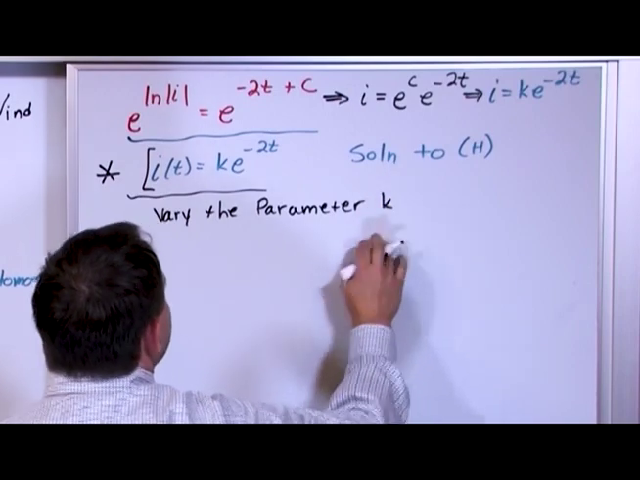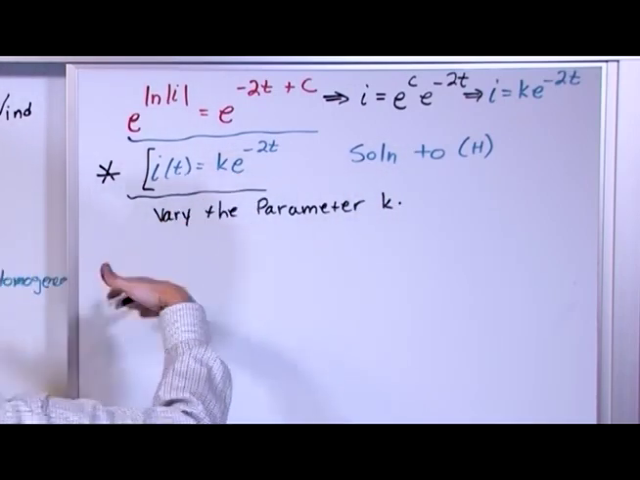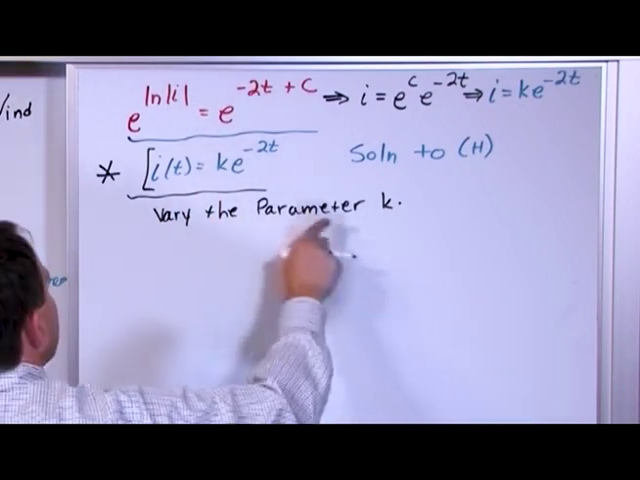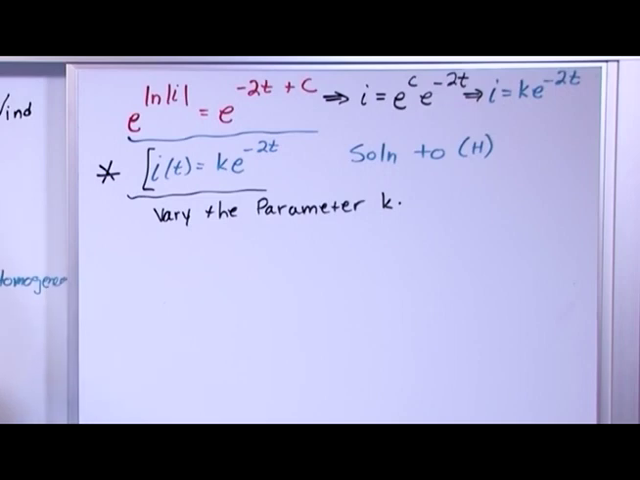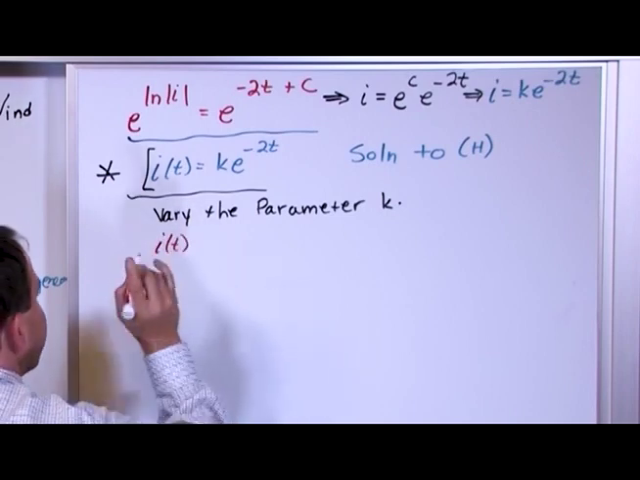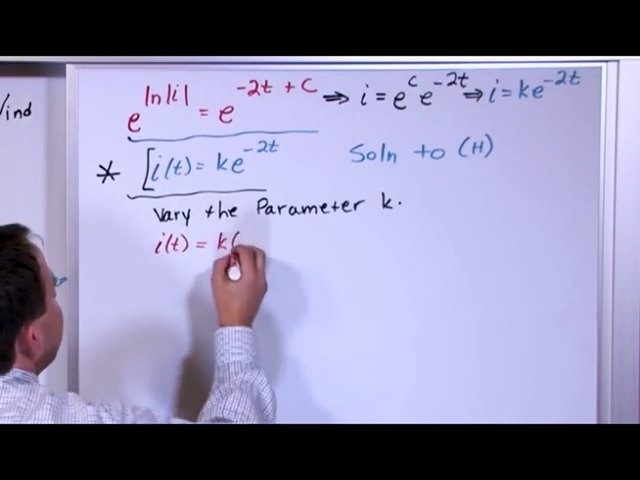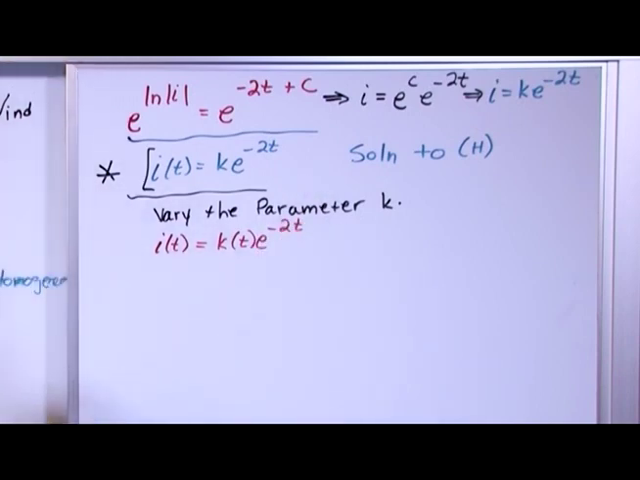The parameter k. In other words, we're doing the variation of parameters method. That means we get a homogeneous solution and we just assume that the actual current is going to vary like this, but k can be made to vary with time. So when we do that, we're going to get a new I of t that we really think the real solution is, which is going to be this k varying with time times e to the negative 2 times t. Okay?